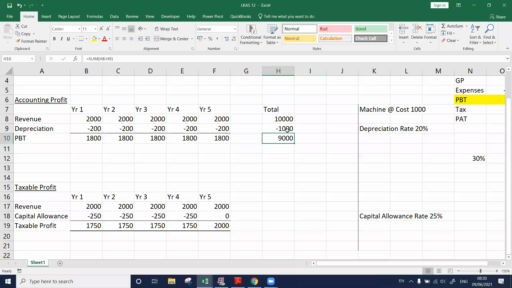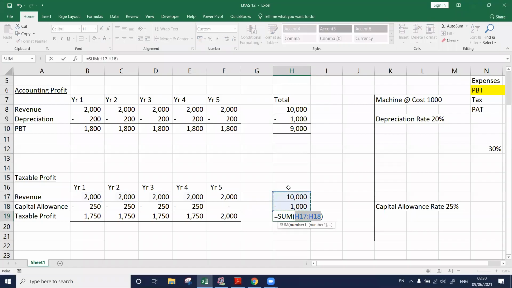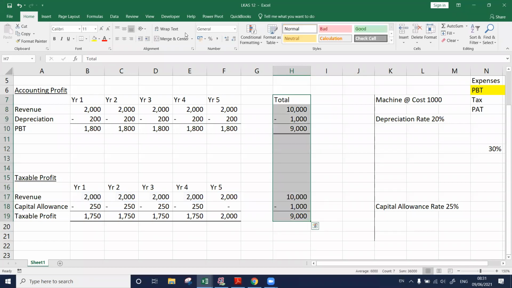Profit before tax figure is 9,000. Okay. In taxation perspective, again, the total revenue is 10,000. What is the total expense? Total expense is 1,000. Therefore, what is the total taxable profit amount? 9,000.